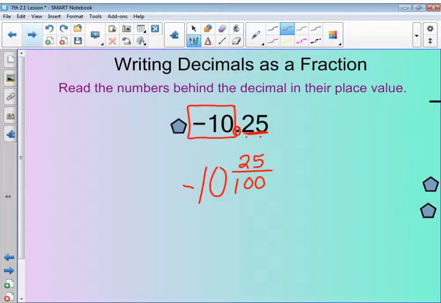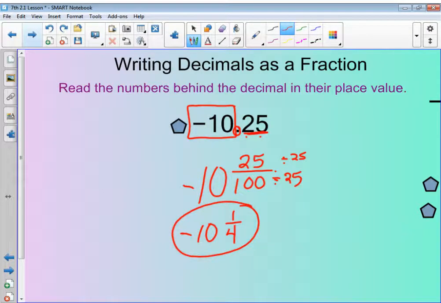But now I have to make this in lowest terms because they're going to ask us to simplify it. I'm noticing that 5 would go into both of those, but I'm noticing a bigger number, and that would be 25. So I'm going to divide each of these by 25 in my head. And if you can't, then pull a calculator out. Final answer is negative 10. 25 divided by 25 is going to give me 1. 100 divided by 25 is going to give me 4. So I just found out that my final answer is negative 10 and 1/4.